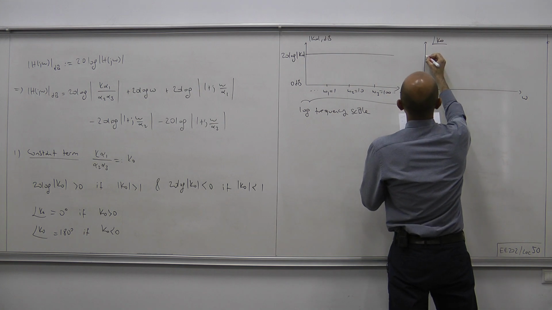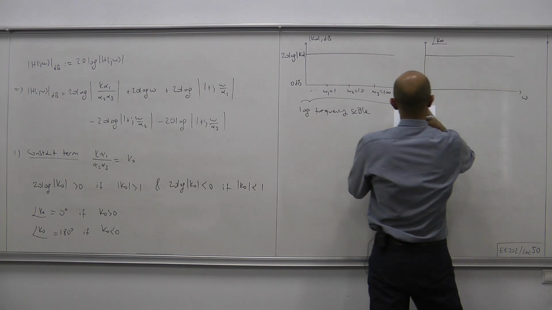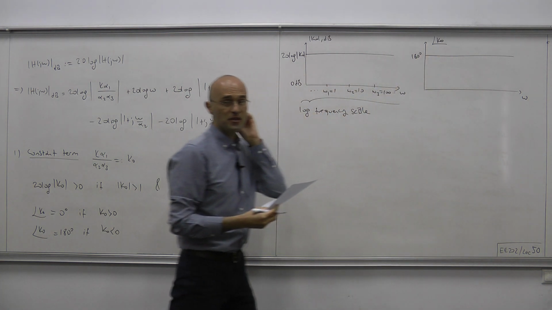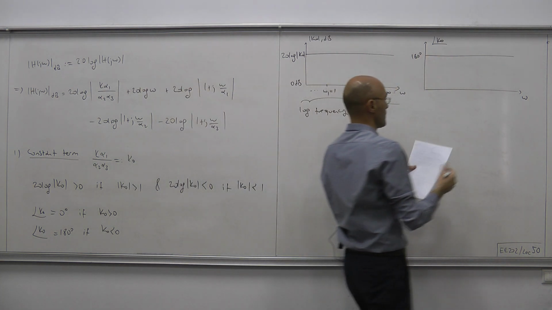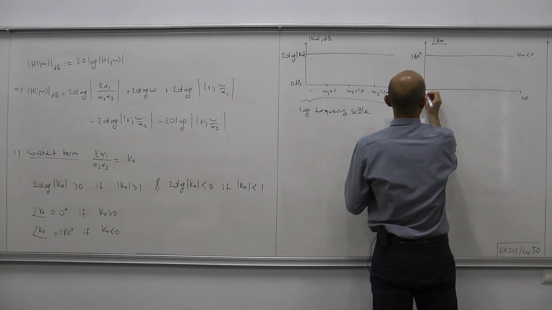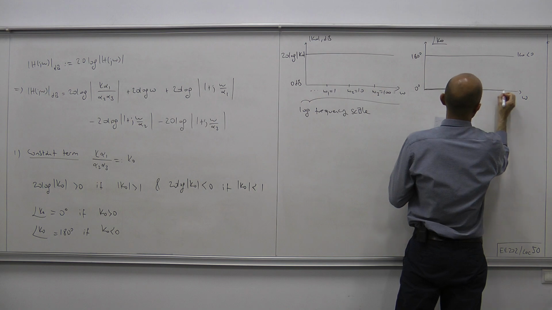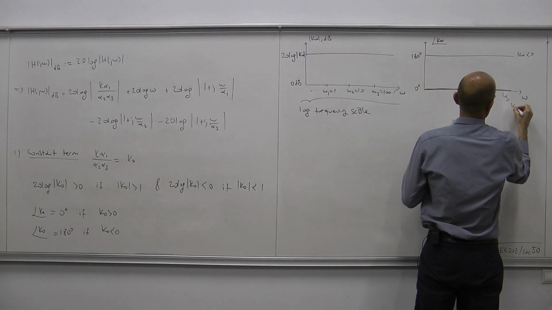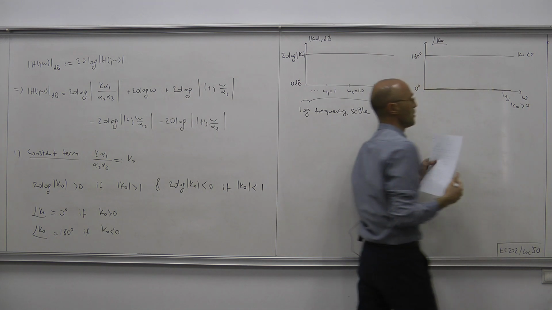Okay, and then as for K0, the phase is either 180 degrees if K0 is negative, or it's constant at 0 degrees for K0 positive.